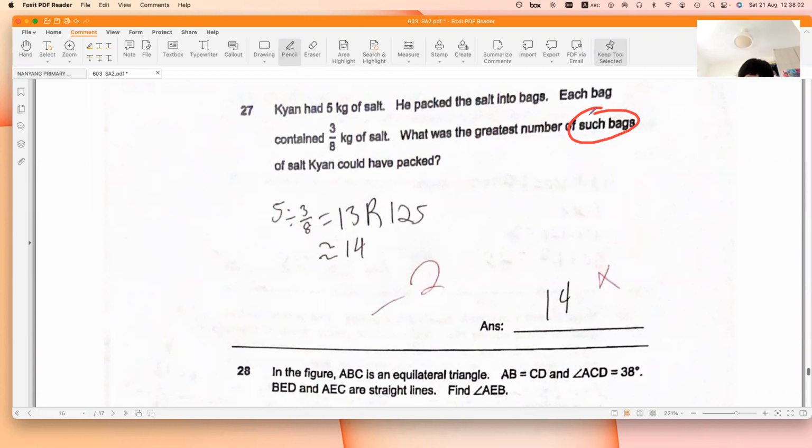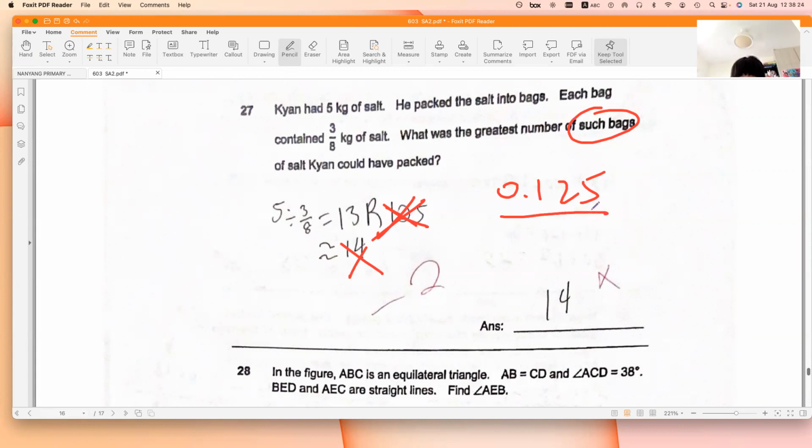The remaining salt, yes, the remaining salt is wrong. Actually, the remaining salt is 0.125. Of course, your 125 is wrong. Strictly speaking, your answer here is wrong. This answer is also wrong. So strictly speaking, both are wrong. I can't even give you 1 mark.